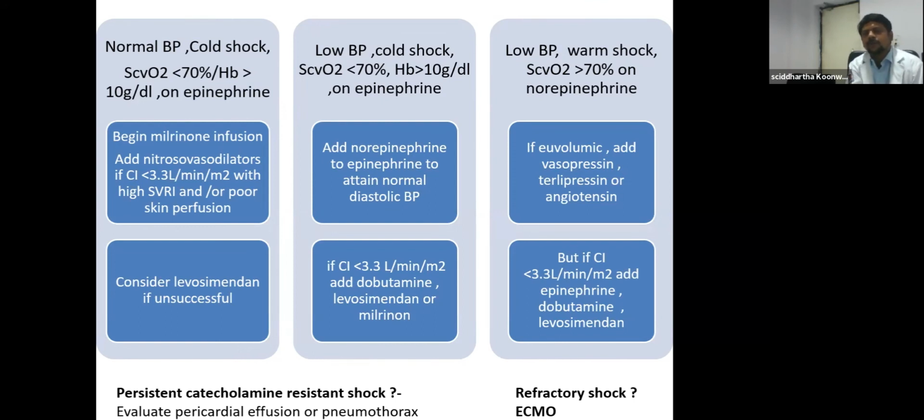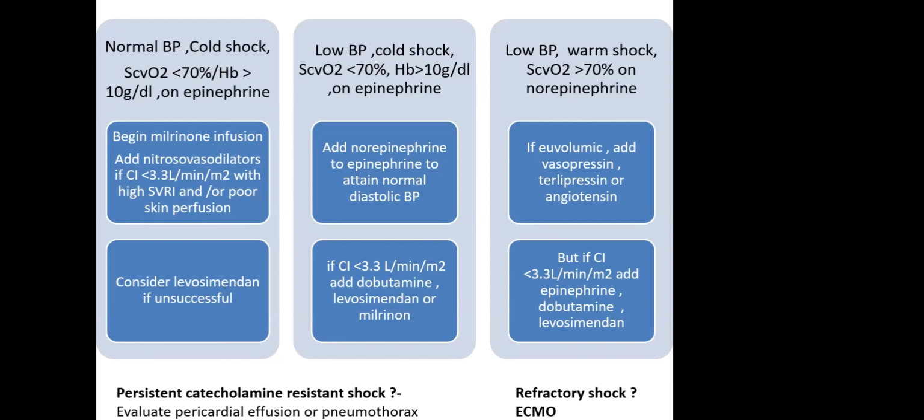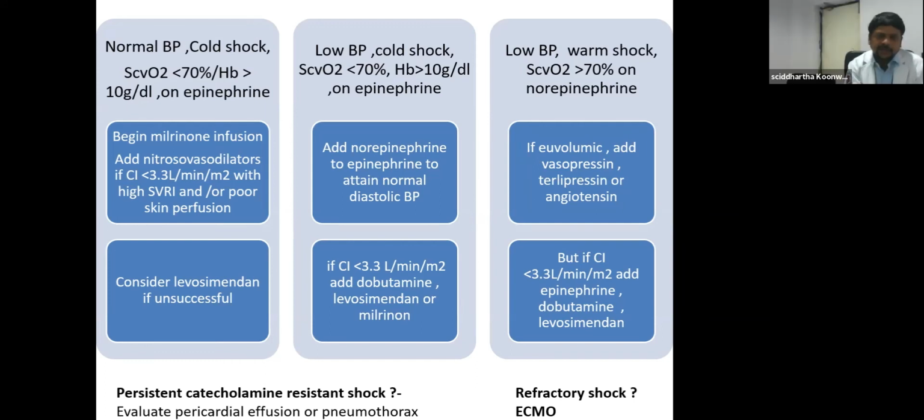Milrinone is a good inotrope as well as has vasodilator effect. So it increases stroke volume as well as it causes vasodilatation, so it decreases afterload also. We could also add nitrovasodilators because they decrease systemic vascular resistance. So nitrovasodilators could be used in patients with high SVRI and poor skin perfusion. If the patient is still not responding, we could consider levosimendan if unsuccessful.